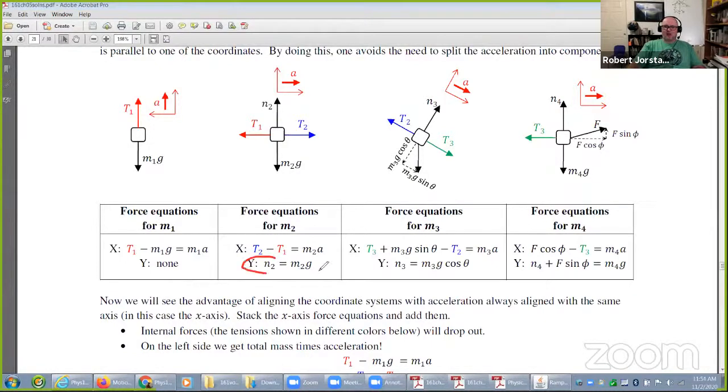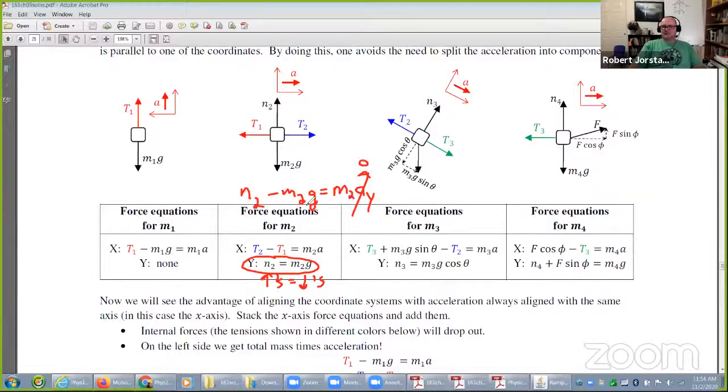For example, in my Y force equations, I just said the up force, the ups equal the downs. Now, you could have just as easily said N2 minus M2G equals 0, and that would be full credit as well. In fact, you could even say this. This would be full credit if you'd said M2AY, and then later on, you could change this to 0. So any of those would be correct ways to do it.